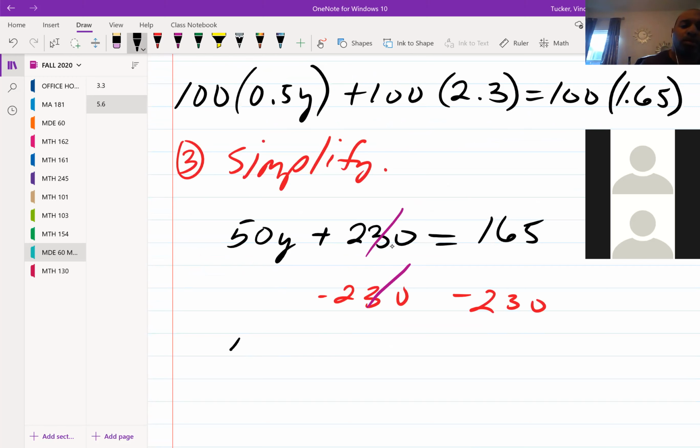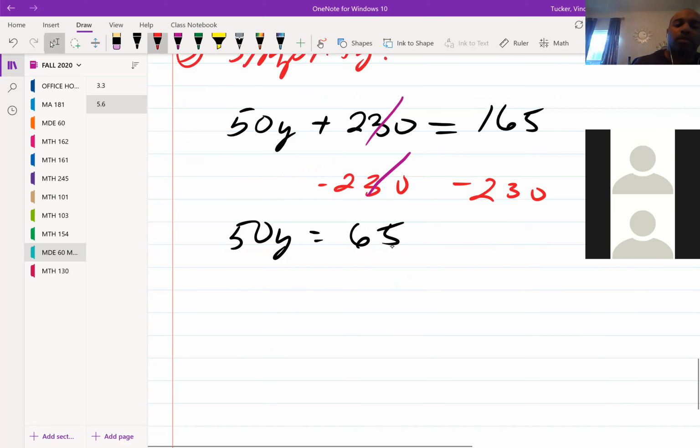So 50y is equal to 65. And divide by 50.